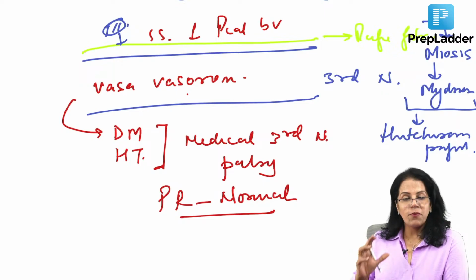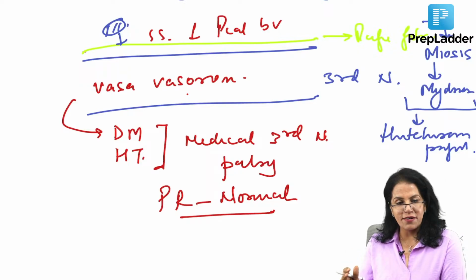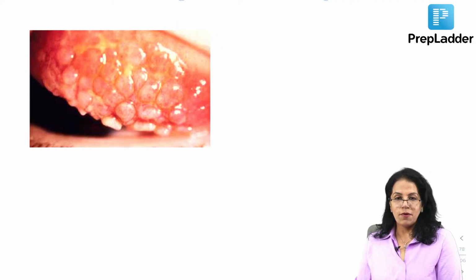So these are the important points around third nerve palsy we have to remember apart from the features, and revise all your 3, 4, 6 palsies. I have discussed it. Come on, what is this?